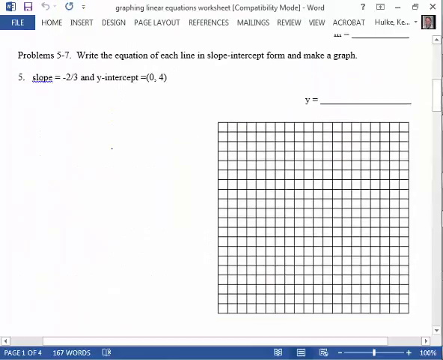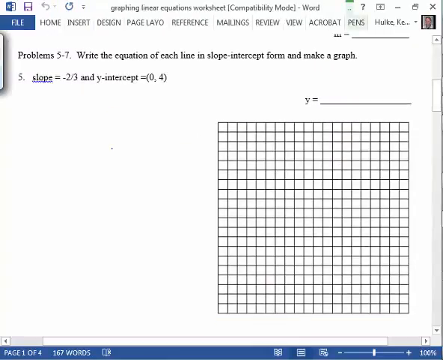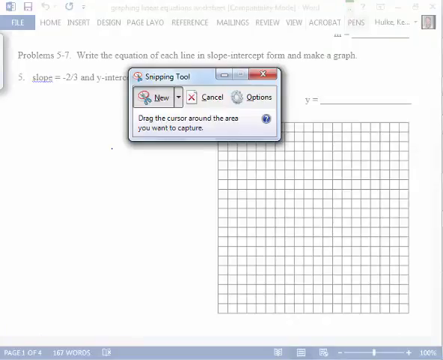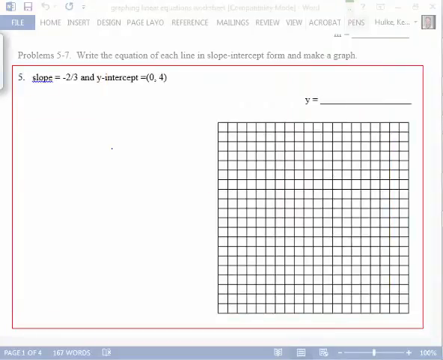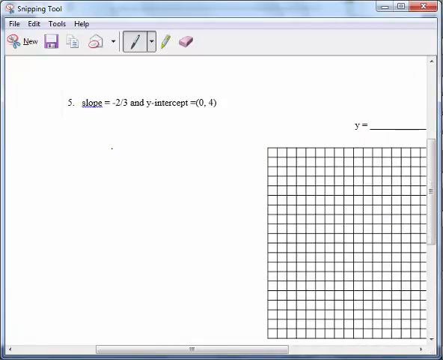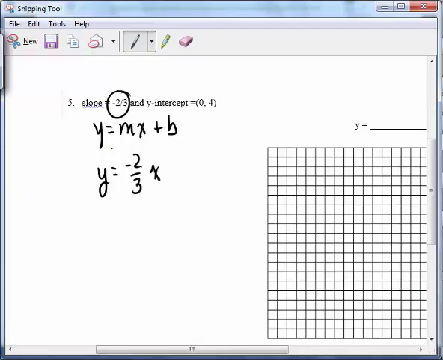Write the equation of the line in the slope intercept form, and then make a graph. Okay, so the slope intercept form. So y equals mx plus b. So y equals negative 2/3 x, there's the slope, intercept plus 4. So I don't care where you make your axes on here.